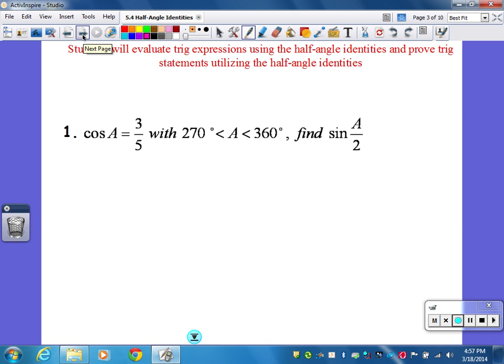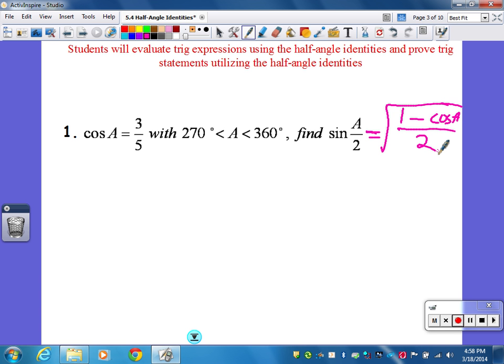Okay, so we have cosine A equals 3/5 with A between 270 degrees and 360 degrees. So we need to find sine of A over 2. Well, right away I'm going to tell you to pull out your formula sheet and find sine of A over 2. Let's write that right beside it. So we have that is equal to the square root of 1 minus cosine of A all over 2.